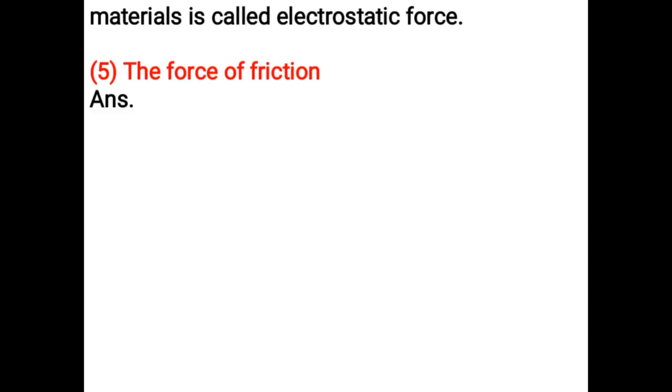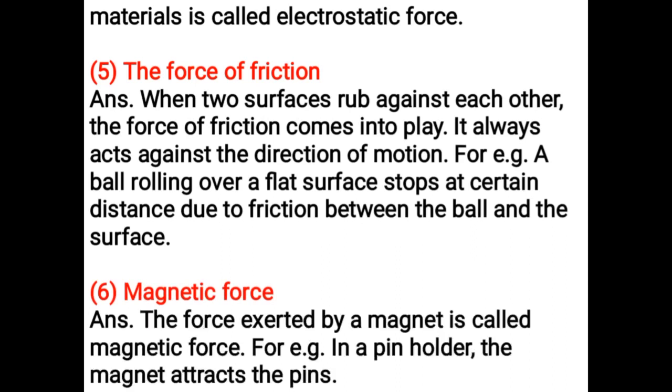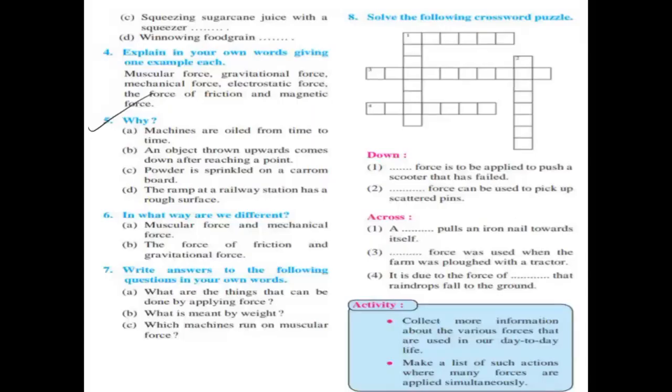The force of friction. When two surfaces rub against each other, the force of friction comes into play. It always acts against the direction of motion. For example, a ball rolling over a flat surface stops at certain distance due to friction between the ball and the surface. Magnetic force. The force exerted by a magnet is called magnetic force. For example, in a pin holder, the magnet attracts the pins.